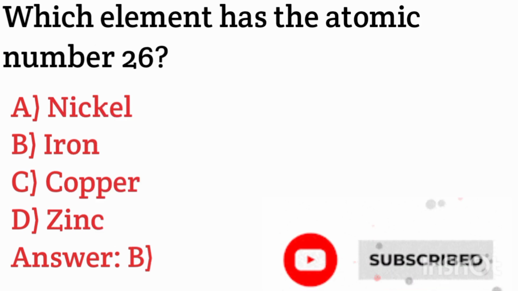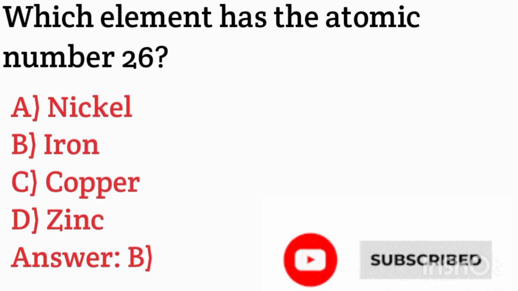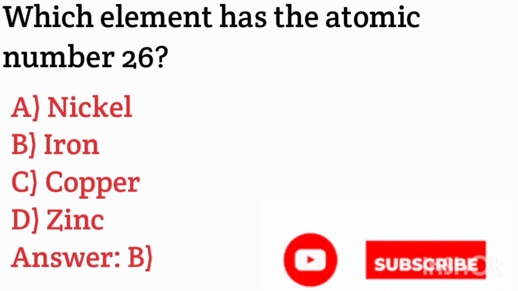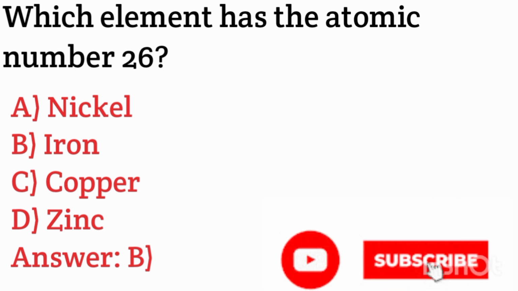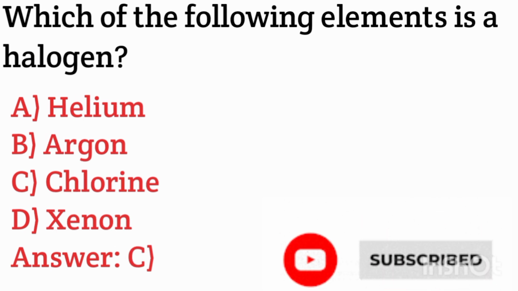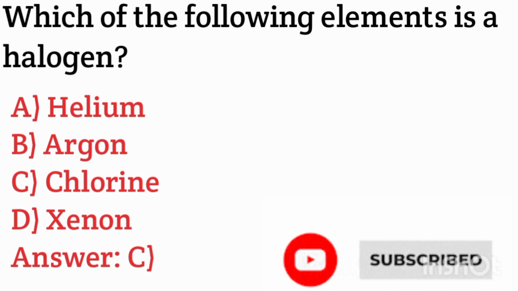Which element has the atomic number 26? Iron. Option number B is correct. Which of the following element is a halogen? Chlorine. Option number C is correct.